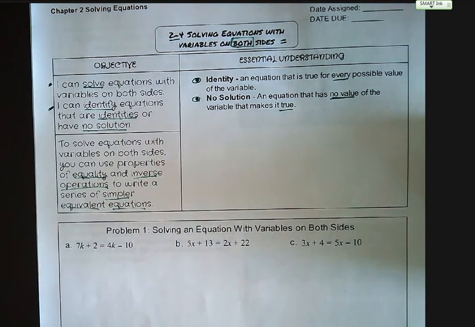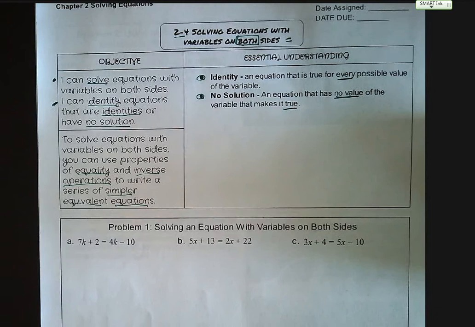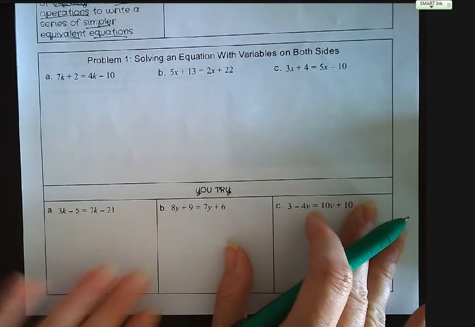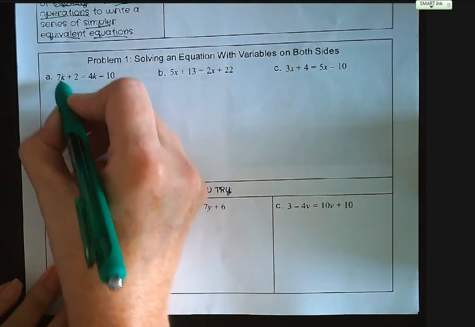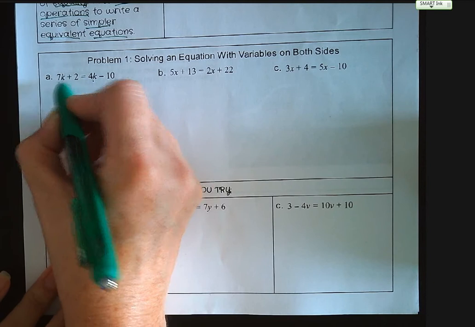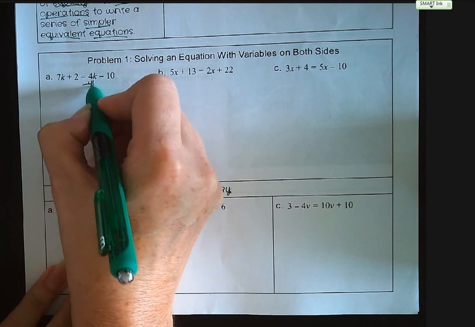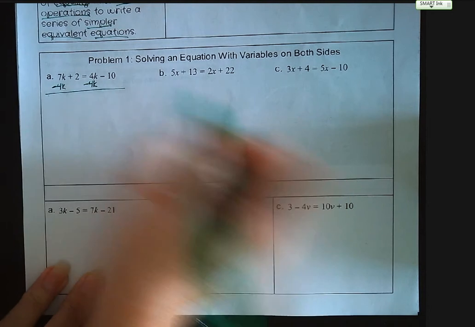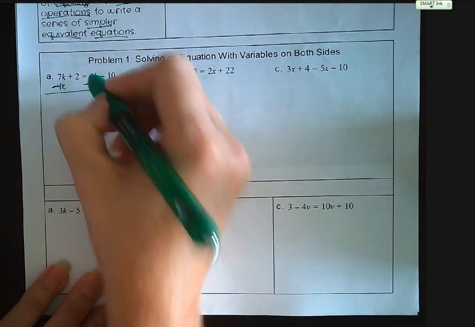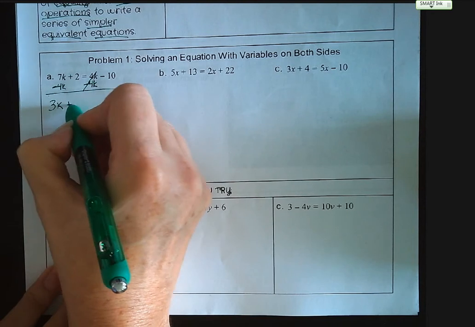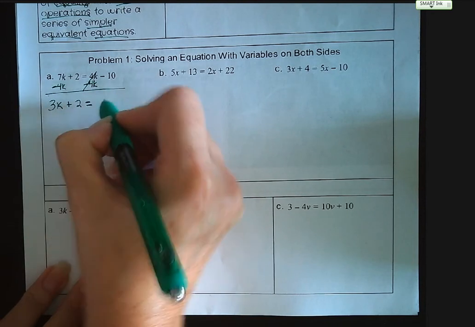All right. Problem number 1 is just simply solving an equation with variables on both sides. I always start with the smaller variable. 4k is smaller than 7k. And I do the same thing. We want to try to keep those variables positive if we can. So I always do this. I agree with Ms. Zirzo on this one.